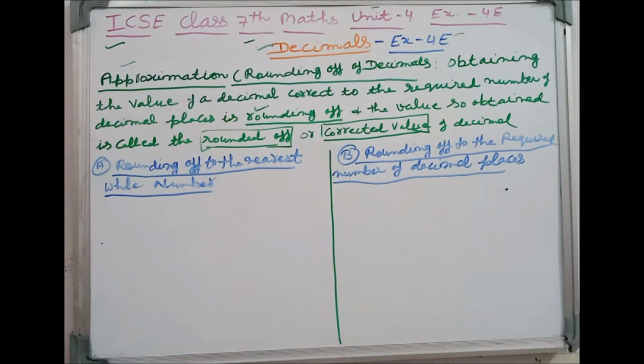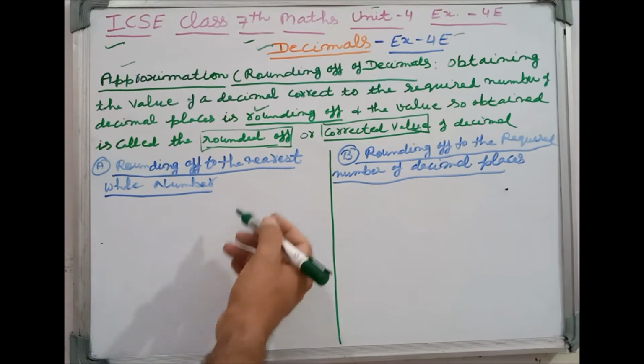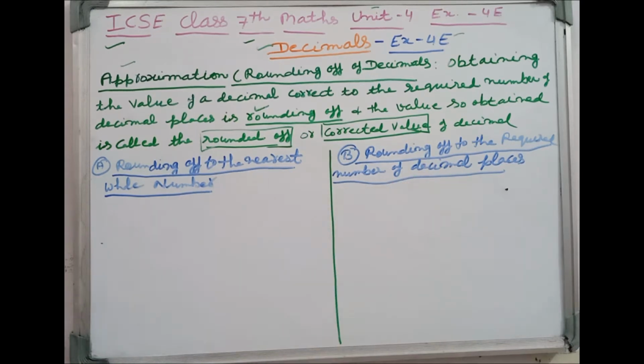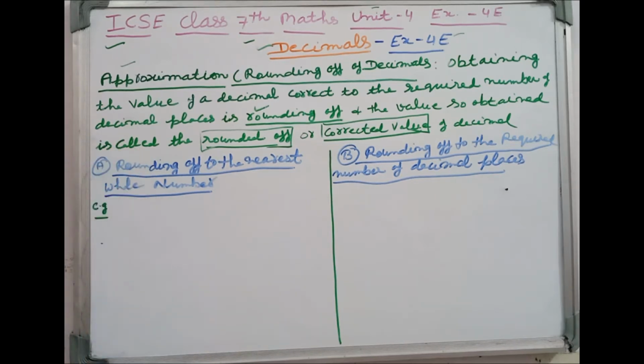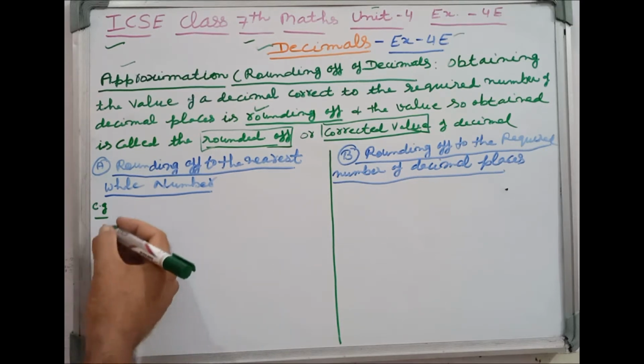So in this process we have two steps. First is rounding off to the nearest whole number, and the other is rounding off to the required number of decimal places. What is the difference between these? Rounding off to the nearest whole number and rounding off to the required number of decimal places. We will learn it by example. For example, the question is round off to the nearest whole number.